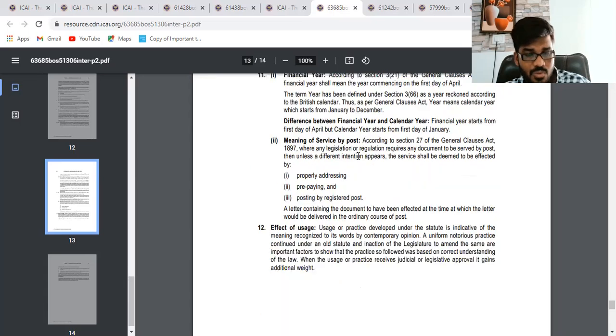Meaning of service by post. According to Section 27 of the General Clauses Act, where any legislation or regulation requires any document to be served by post, unless a different intention appears, service shall be deemed to be effected by properly addressing, prepaying and posting by registered post a letter containing the document, and it is deemed effected at the time when the letter would be delivered in the ordinary course of post.